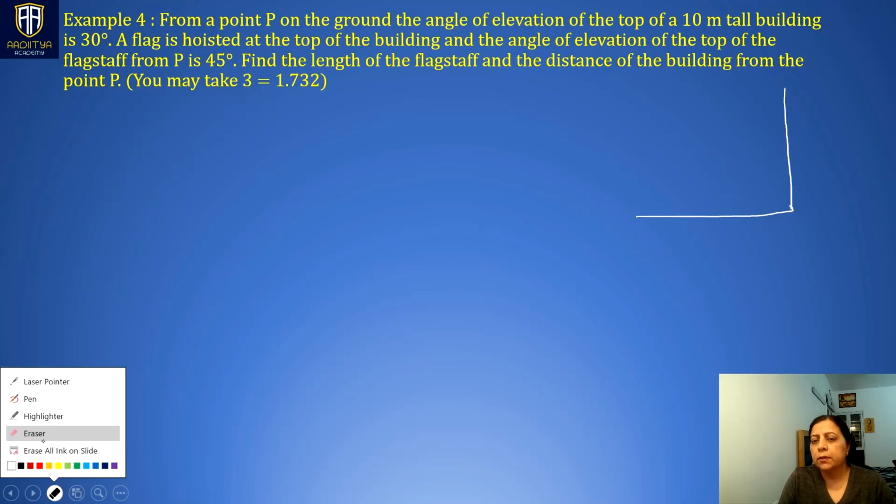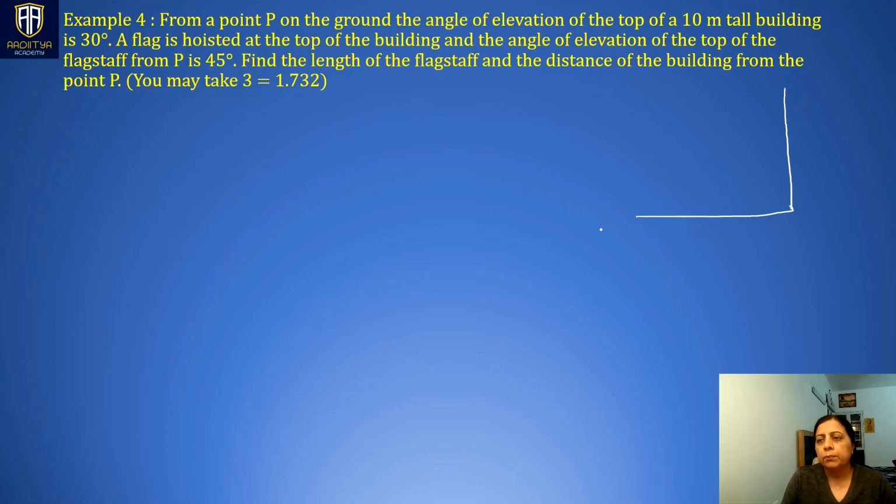Here two objects are one over the other. P is the point and let this be the building. From a point P on the ground, the angle of elevation of the top of a 10-meter tall building. Elevation means we are raising our eyes from this level to see the top of the building, which is 10 meters high. Let this be QR.